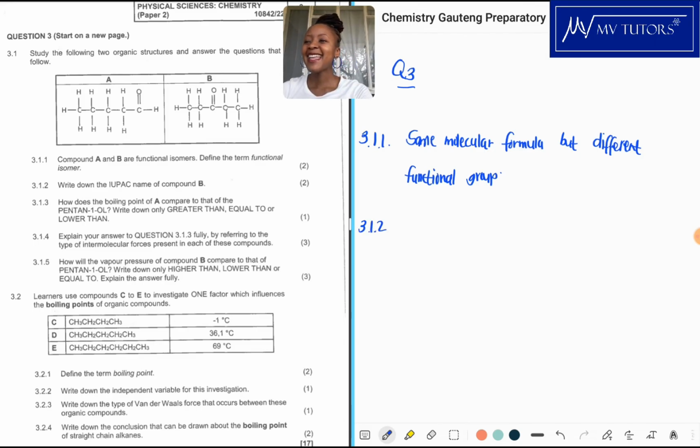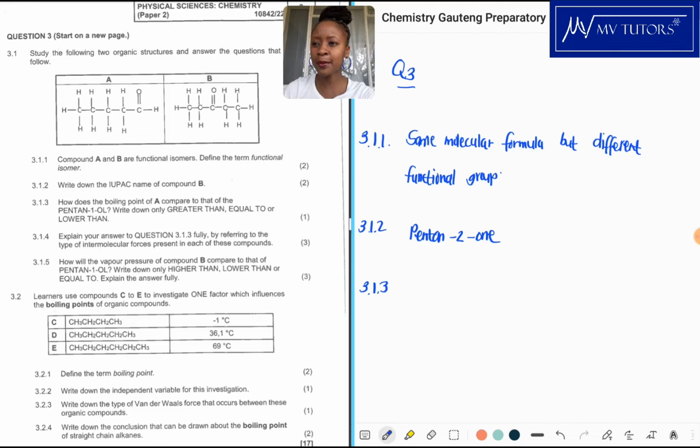Okay, and then it says write down the IUPAC name of compound B. We already spoke that it's a ketone. We have 5 carbon atoms, so it's a pentan-something, pentan-3-one, because it's a ketone.